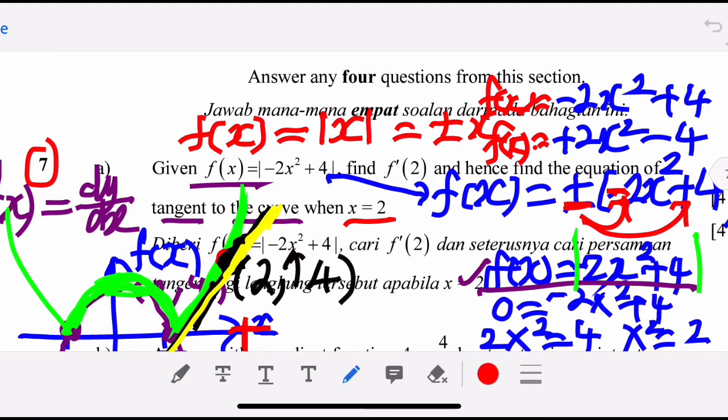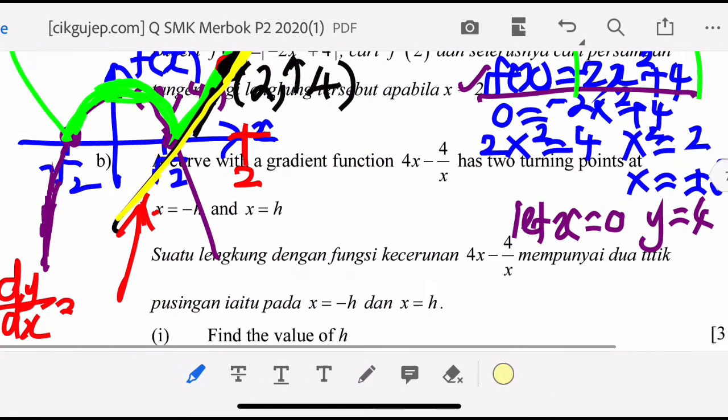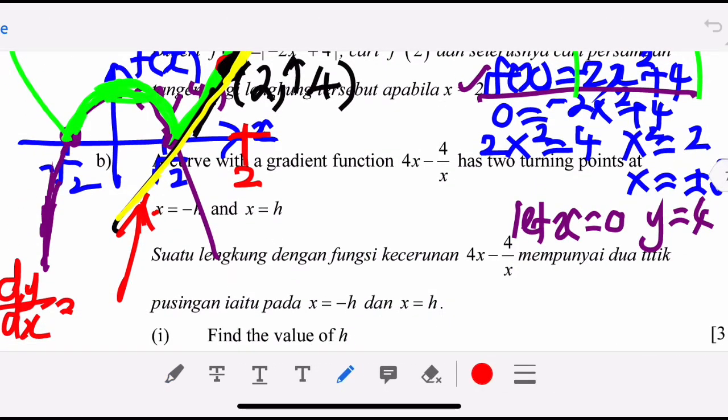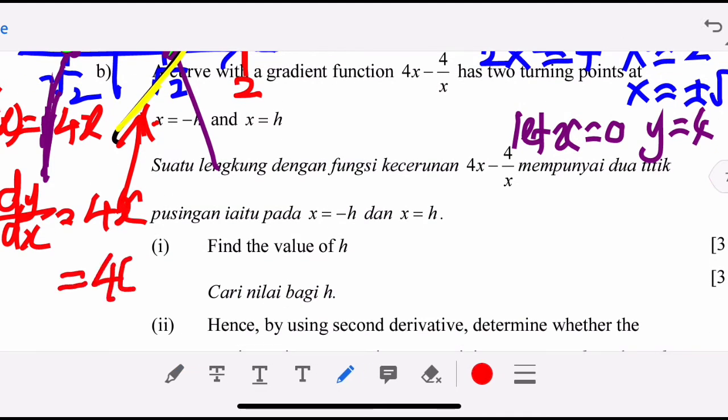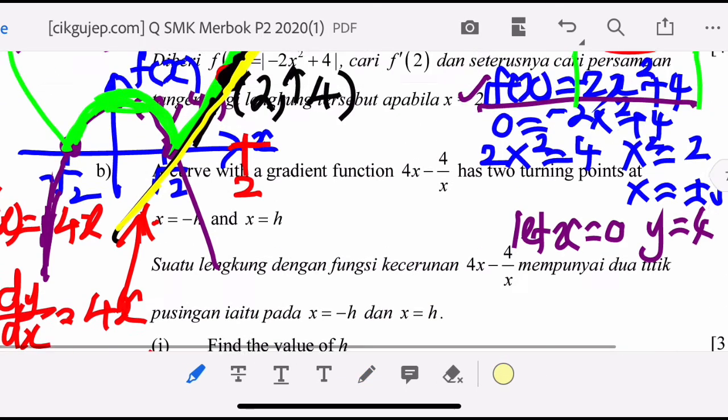If I choose, I will choose this one, 4x. All right, f prime x will be positive, so f prime x will be 4x. So it means dy dx is 4x. We used to use dy dx, right? Okay, so we have 4 times 2. That means the m is 8. Okay, you have the point there, 2, 4.